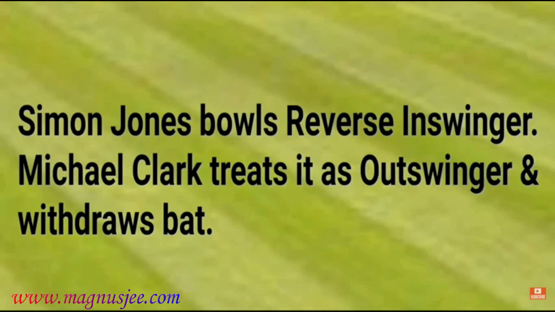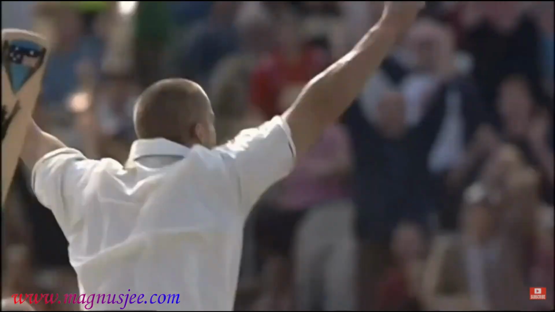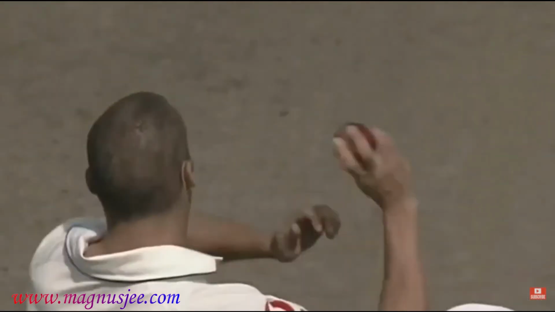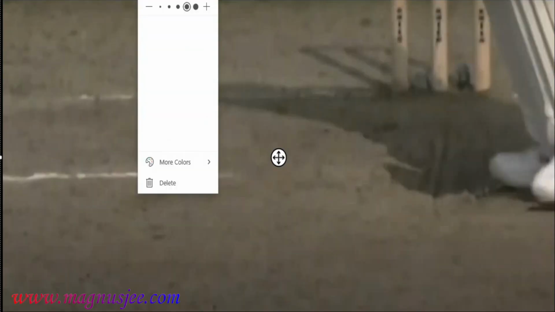To realize reverse swing, we shall have a video in which Simon Jones bowls a reverse inswinger and Michael Clarke treats it as an outswinger and withdraws his bat. In this case, Simon Jones does a reverse swing. He throws the ball with the seam position towards offside, but it swings towards leg side.